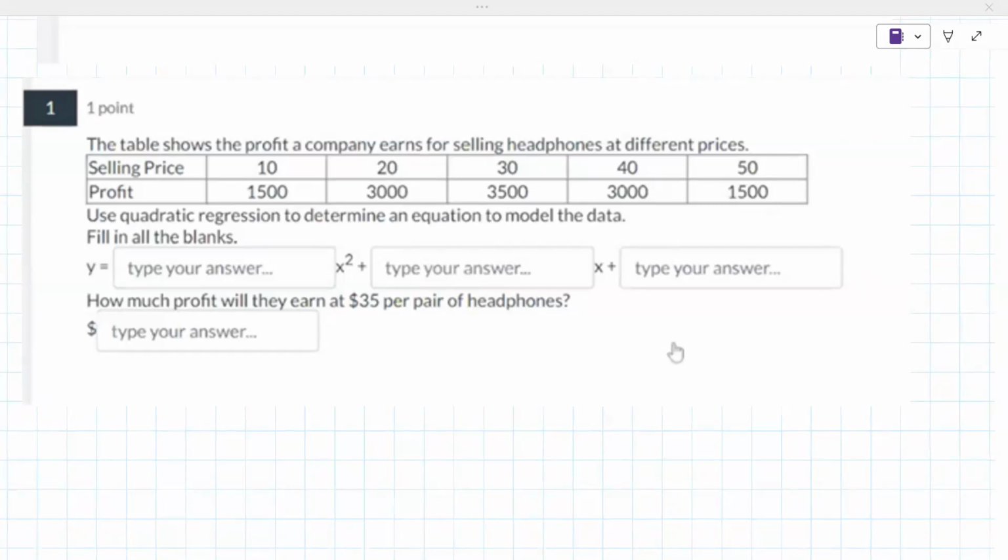What I'd like you to do, it says to use regression, but that's not necessary here. Just which of these points is the vertex? You should notice something either going down and then up or up and then down. You notice anything like that? Would the vertex be the exact point? Yes, there is an exact vertex here. So would it be 30 and 3,500? Yes. So that's H and that's K.